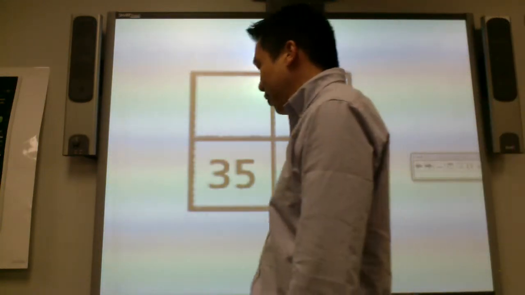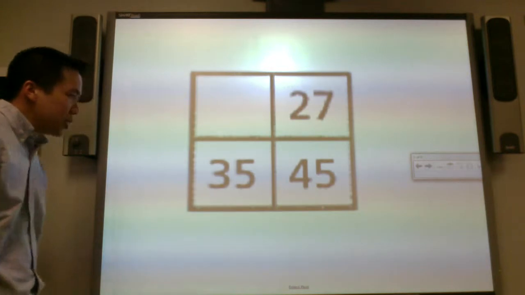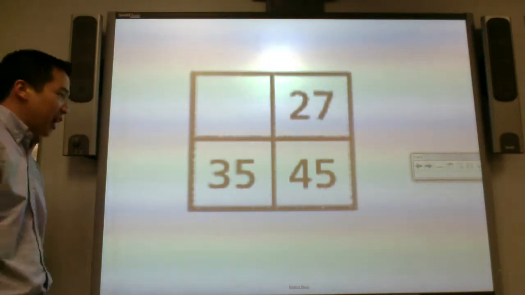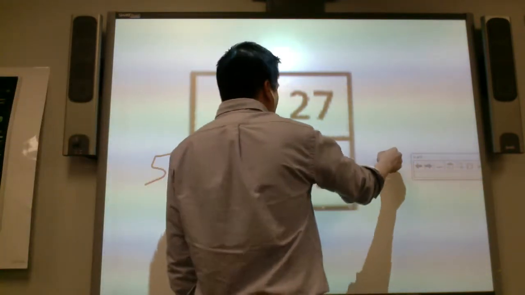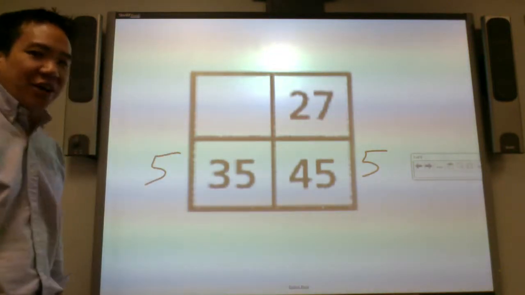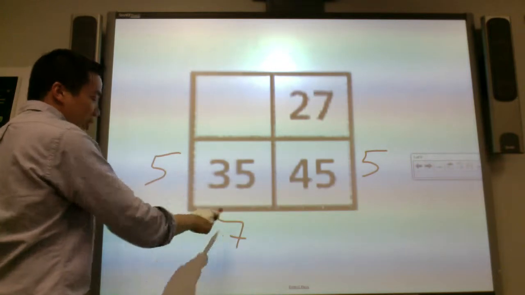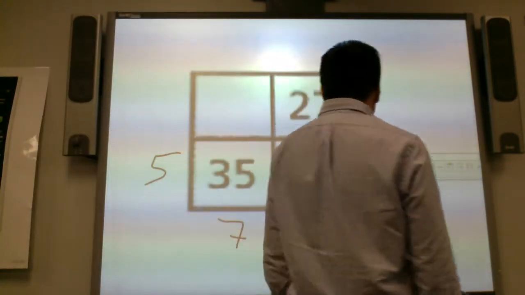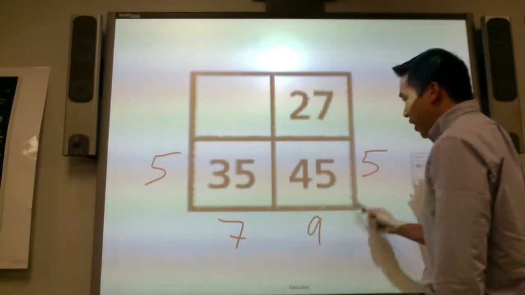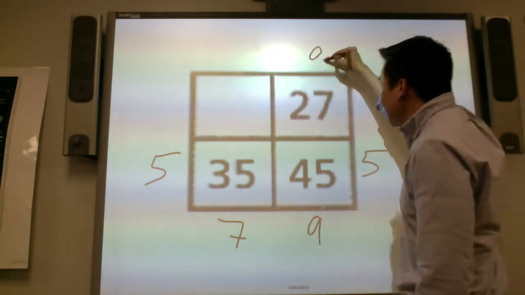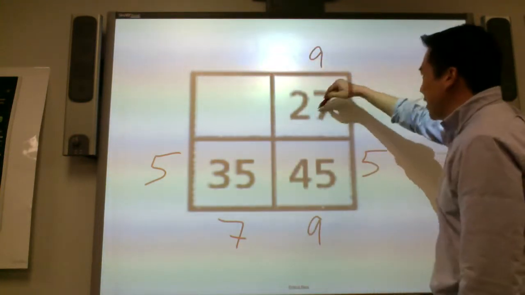35 and 45. What factor goes into 35 and 45? I believe a 5 goes into it. So what are the factors of 35? 5 and 7, or 7 and 5. Commutative property, you can say either one. What are the factors of 45? 5 and 9, or 9 and 5. So let's put 9. What are the factors of 27? 9 and 3.